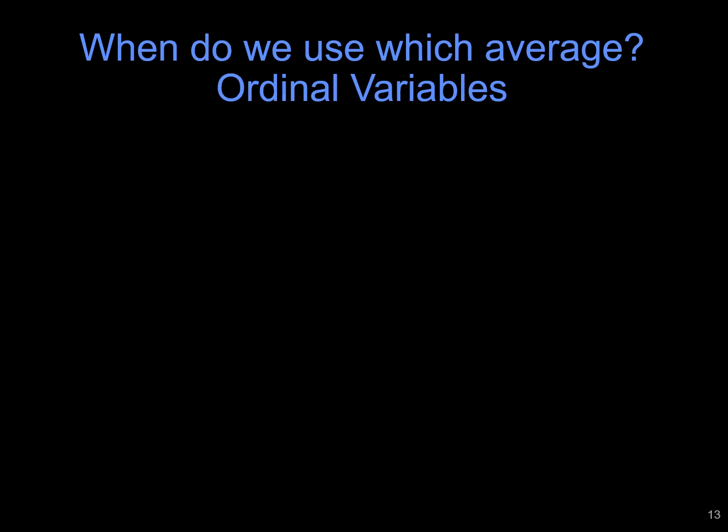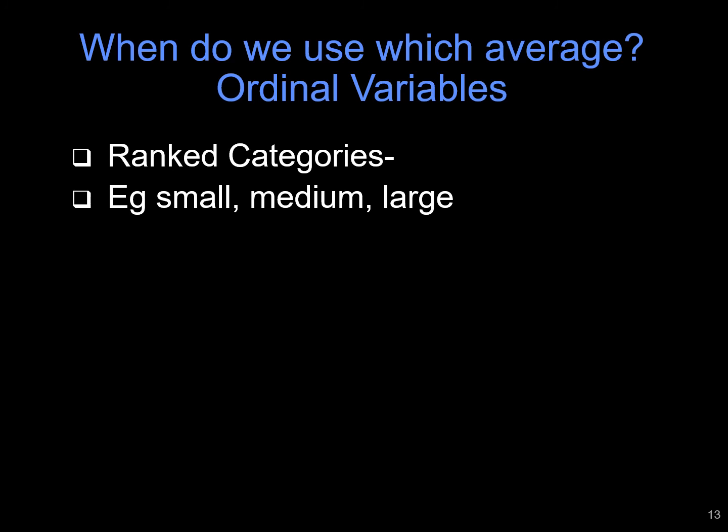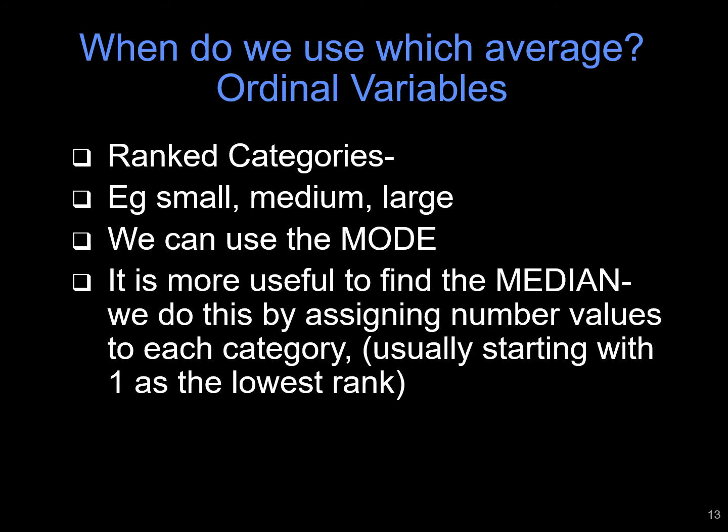How about ordinal variables? Well, ordinal variables, if you remember, are ranked categories like small, medium, large. Again, we can use the mode. It's a category, so we could say which was the most common answer. But we can also use the median, and generally the median is preferred to the mode.